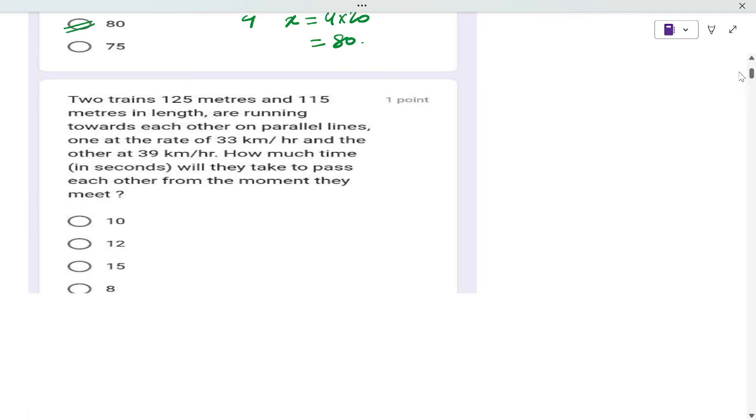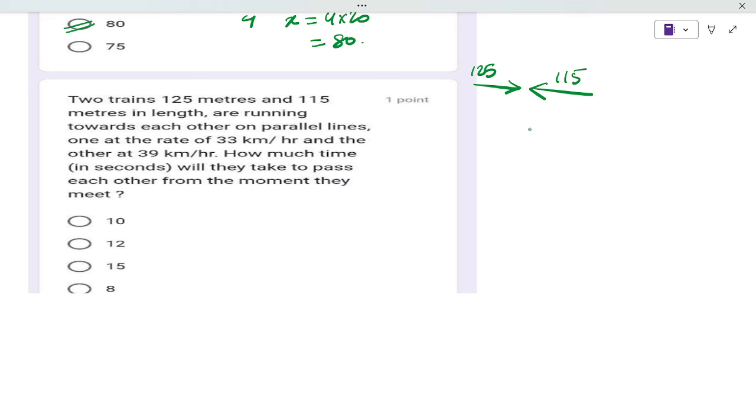Next one is from time, speed and distance, under the topic of trains. Two trains, 125 meters and 115 meters in length, are running towards each other. Train 1 is 125 meters and the other one is 115 meters.